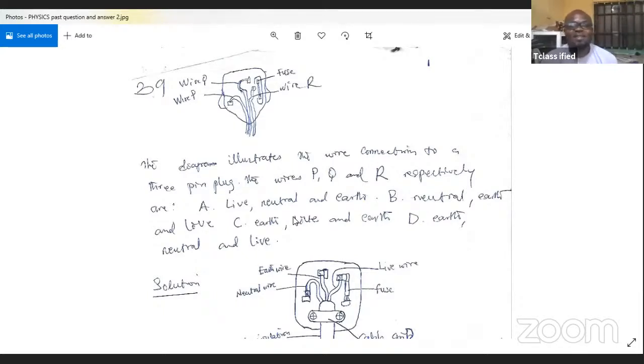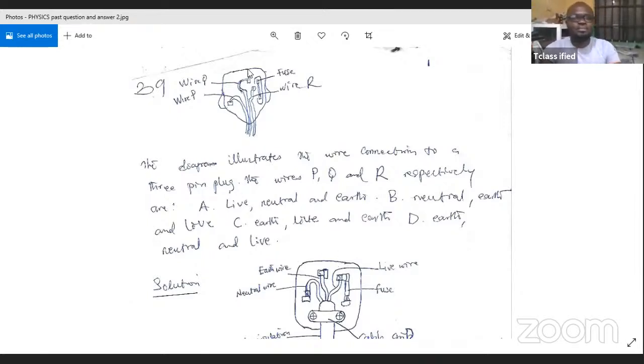Okay, the diagram above illustrates the wire connection to a 3-pin plug. Now, the wires P, Q, and R, respectively, are what and what? Is it A, live, neutral, and earth? B, neutral, earth, and live? C, earth, live, and earth? D, earth, neutral, and live.